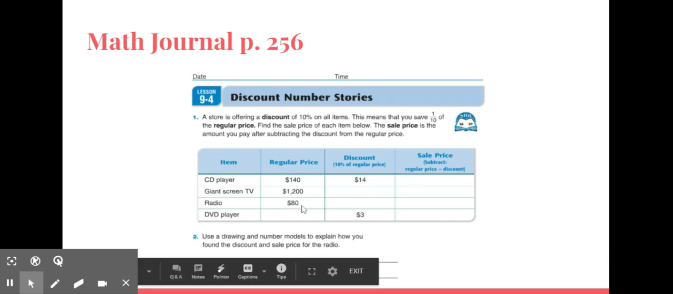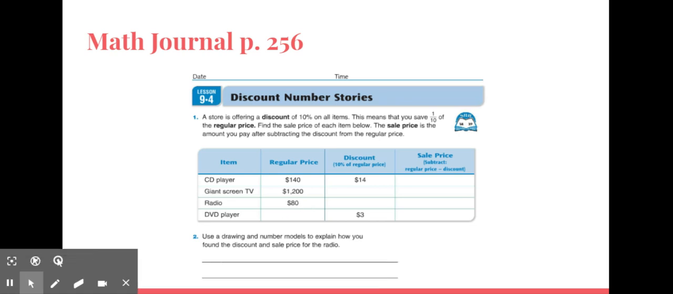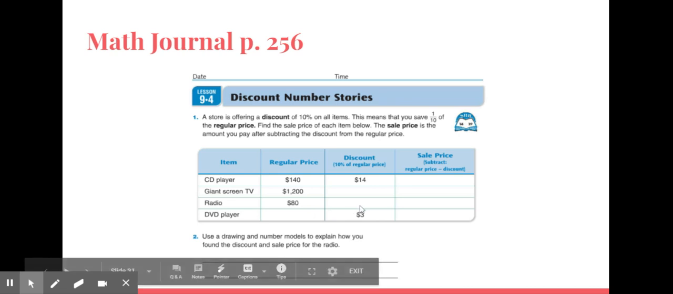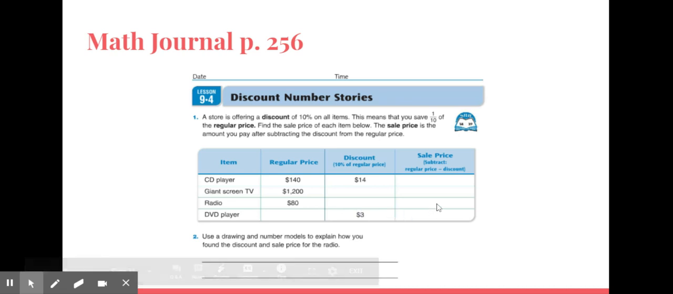See if you can figure out the radio. Pause it and see if you can figure out the radio. All right, so for the radio, it would cost $80. The 10% discount, you'd move the decimal over 1 time. It would be 8. So the discount is $8. Now, calculator, do 80 minus 8. The new sale price of the radio is $72.